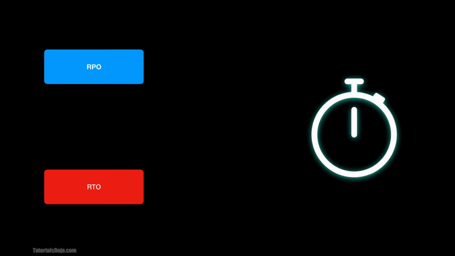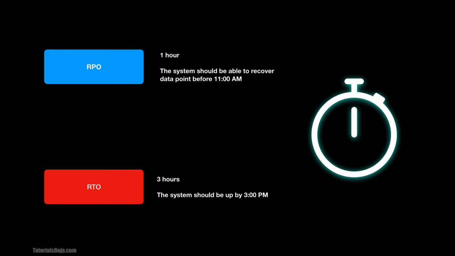For example, if a disaster occurs at 12 noon and the RTO is 3 hours, the disaster recovery process should restore the service to the acceptable service level on or before 3 p.m. So we have 12 noon, 1 hour, 2 hours, and 3 hours, which is 3 p.m.